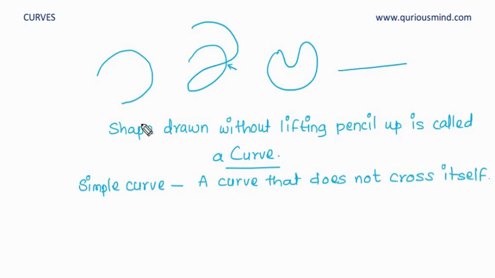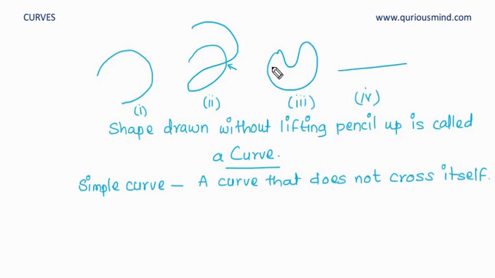So here, let's say this is shape 1, this is shape 2, this is shape 3, and shape 4. So here shape 1 is a simple curve. Shape 2, is it a simple curve? No, it is not a simple curve because it is crossing itself. Shape 3, is it a simple curve? Yes, it is a simple curve. It is not crossing. Shape 4, yes, that too is a simple curve.